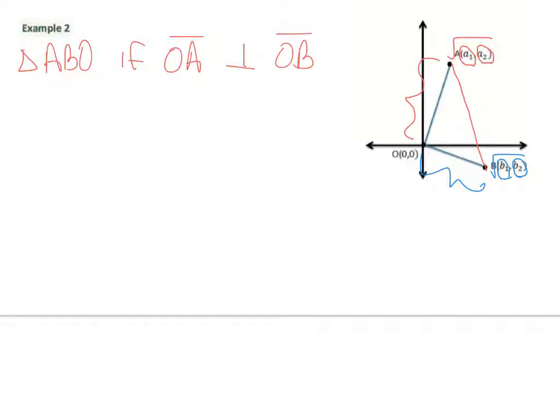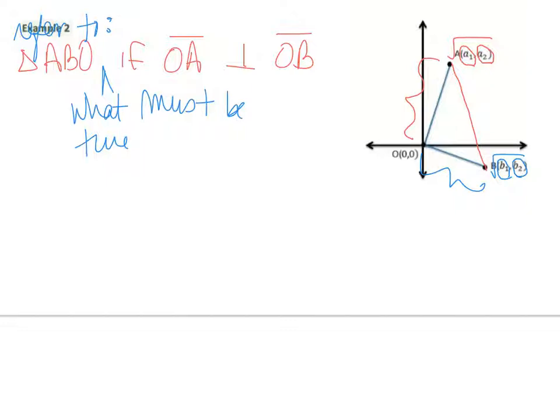All right, rewind. Ask the question again. Refer to triangle ABO. What must be true about triangle ABO if segment OA is perpendicular to segment OB? So refer to triangle ABO. What must be true about triangle ABO if segment OA is perpendicular to segment OB?